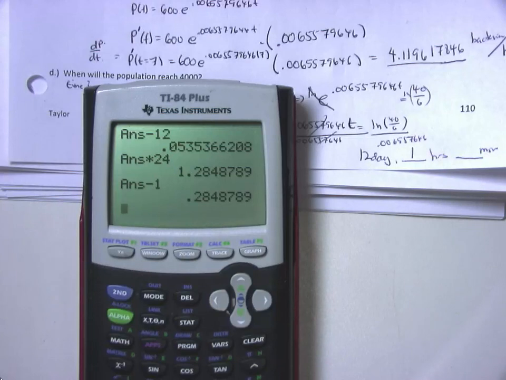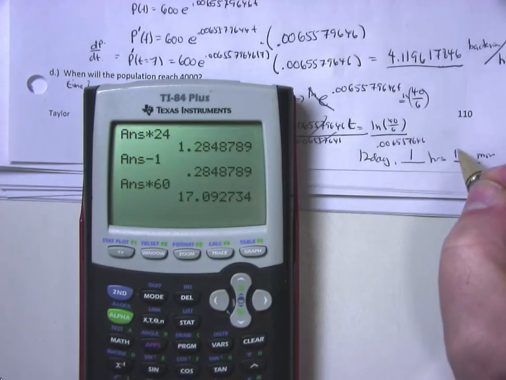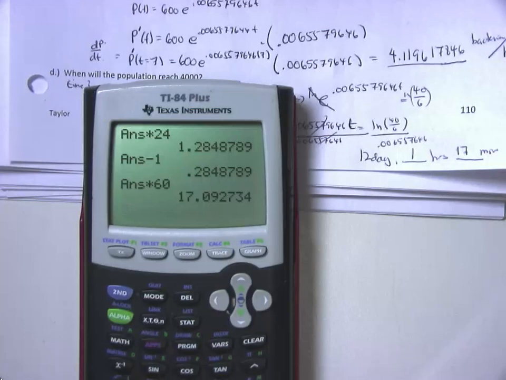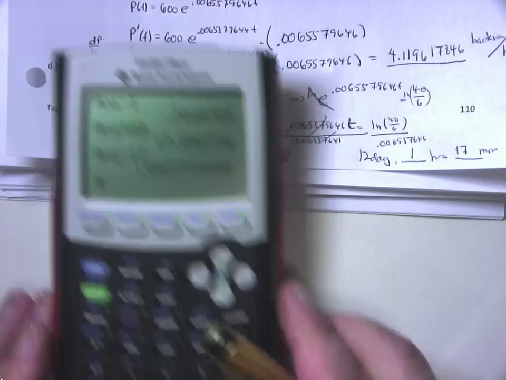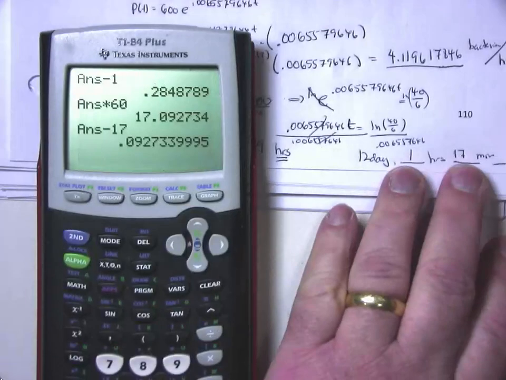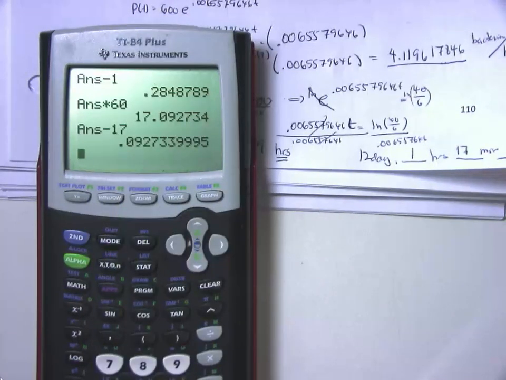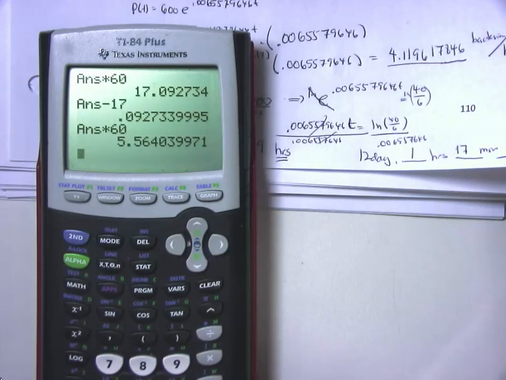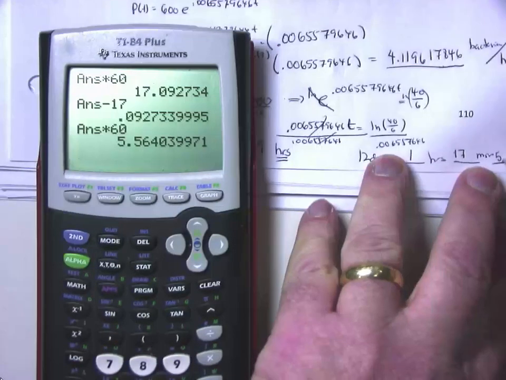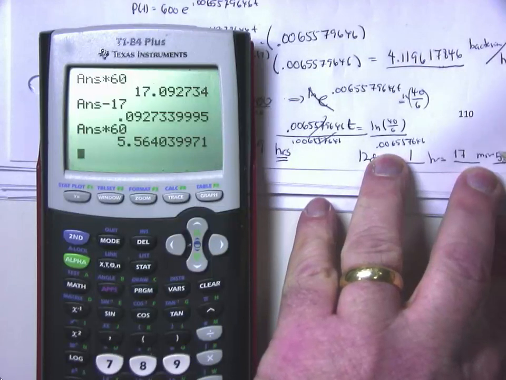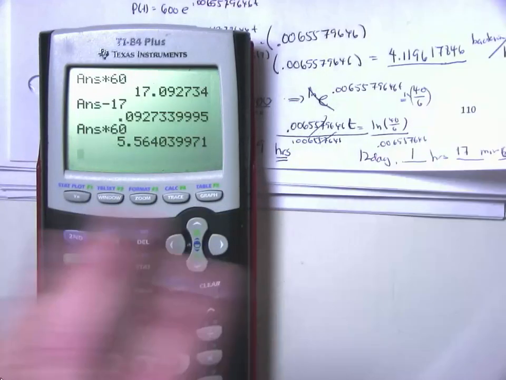How many minutes in an hour? Multiply by what? You got it. 60. And what's that going to give me? 17. So I got 17 minutes. Minus the 17 minutes, and now we've got to convert it to seconds. The 0.09 of a minute, and to convert that to seconds, I multiply that decimal part by 60, and I end up getting what? 5.56. We'll just call it 5.56 seconds, that is.